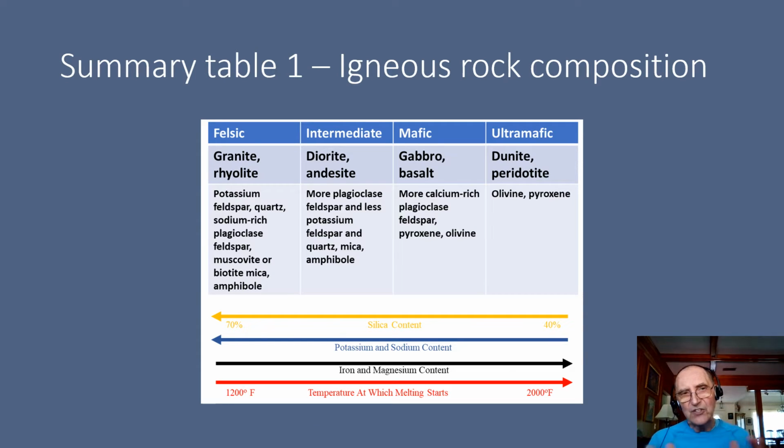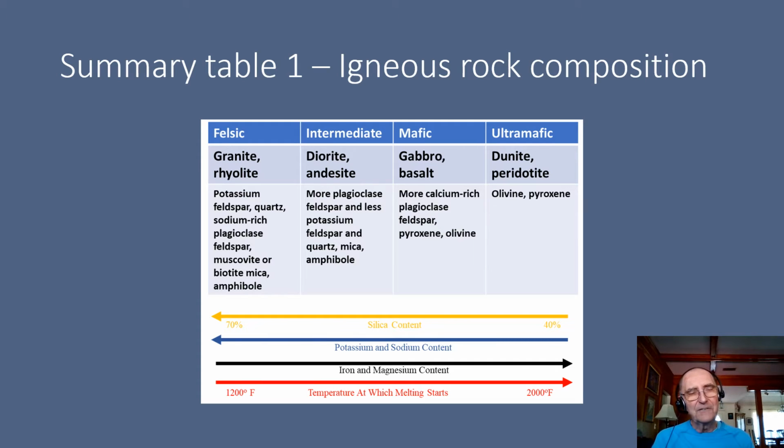Here you have a neat summary table that describes the composition of igneous rocks. I want you to notice the arrows at the bottom of the diagram. The one on the bottom, the red one, is temperature, and it increases from left to right. The black one above is the content of iron and magnesium. It also increases from left to right. Above that one, you have the blue one, that is potassium and sodium content. It increases from right to left. And above that, you have one in yellowish brown, that is the silica content, and it increases from right to left.